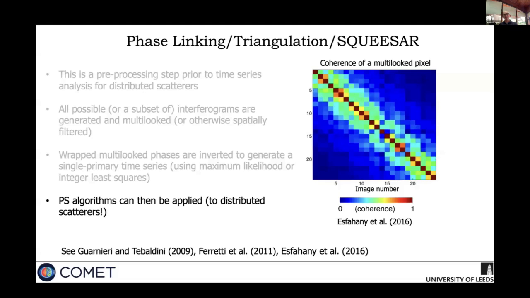Once you've done that, you can just apply what is basically a PS algorithm, because you have a single master time series. Hopefully the results are now much more coherent. Even if you're working on distributed scatterers, because of this inversion step you end up with a coherent time series for many more pixels, and you can apply a PS-type algorithm to this. There are some references given below if you want to look into this. I think this approach was originally developed by Guarnieri and Tebaldini.